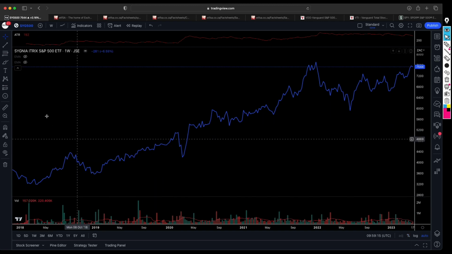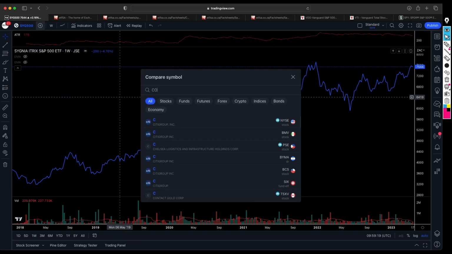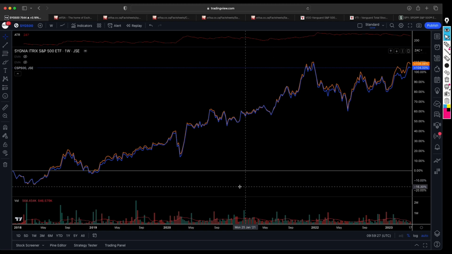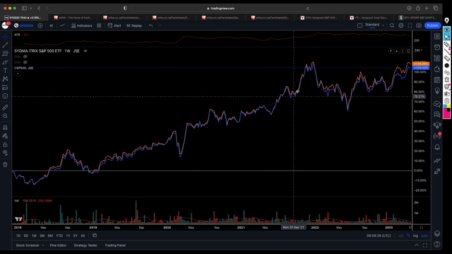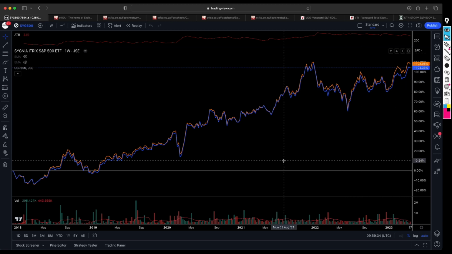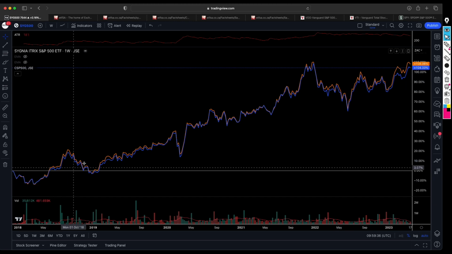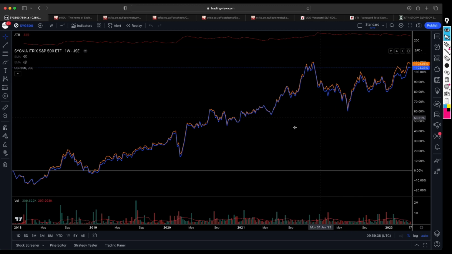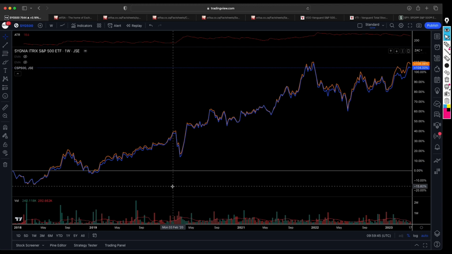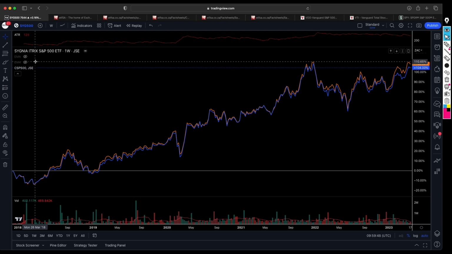Here we see the performance of the Sygnia S&P 500 as it is. Then maybe we can compare it to the Cautious S&P 500 ETF, and then we can start to draw some meaningful results. You can see these two ETFs, even though they have different distribution frequencies and different total expense ratios, do mirror each other nicely. So it doesn't matter whether you buy the Sygnia ETF or the Cautious ETF, because at the end of the day, in terms of performance, they perform the same.